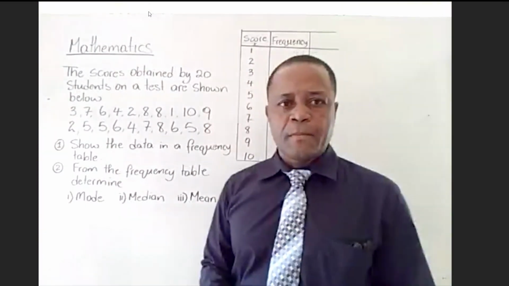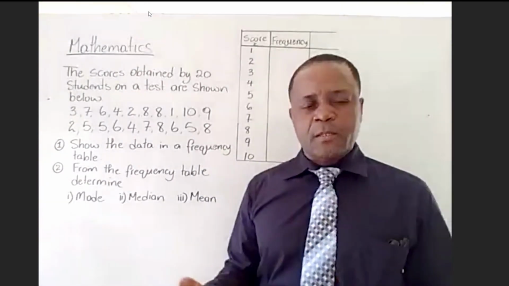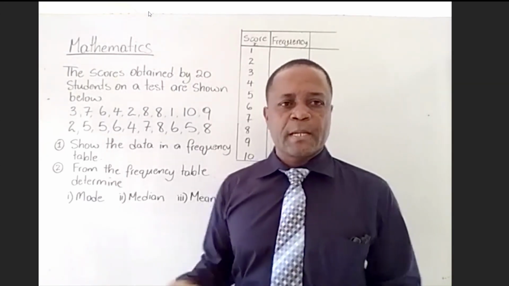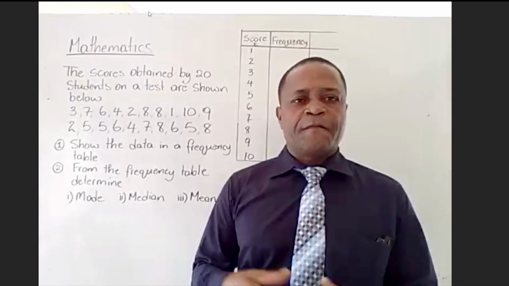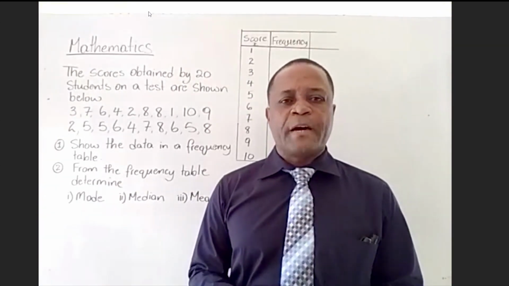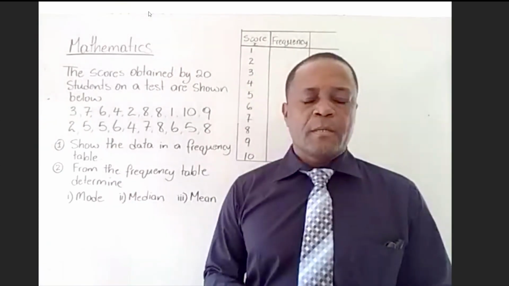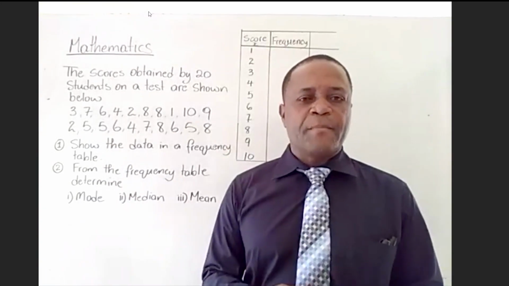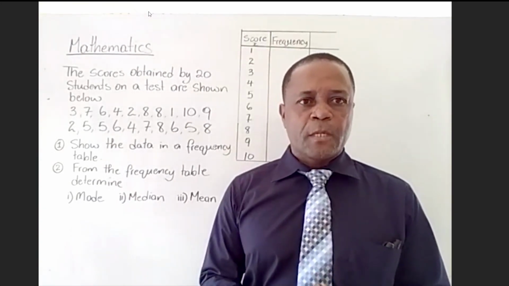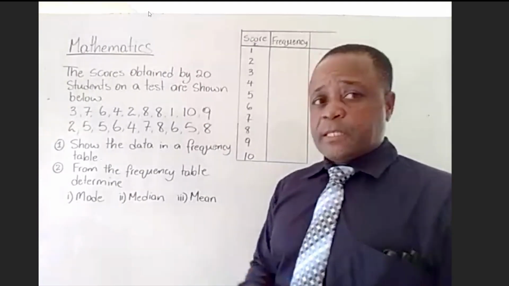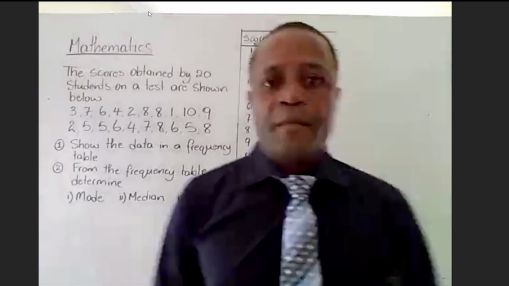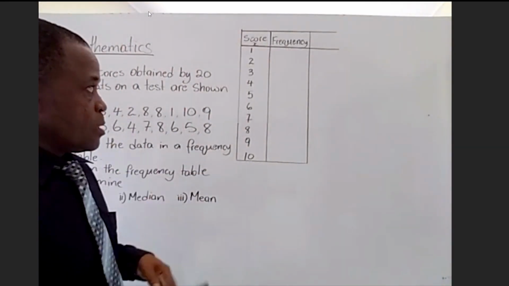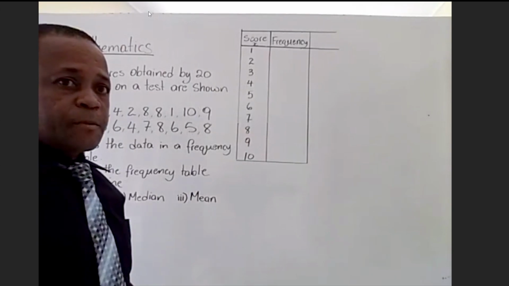Then we look at the mean. Now, the mean is our average, all right? Arithmetic average. And we know to calculate the mean, we find the sum of all the measures divided by the number of measures. Now, in the interest of time, I went ahead and I started the frequency table. Now, we're going to complete our frequency table.